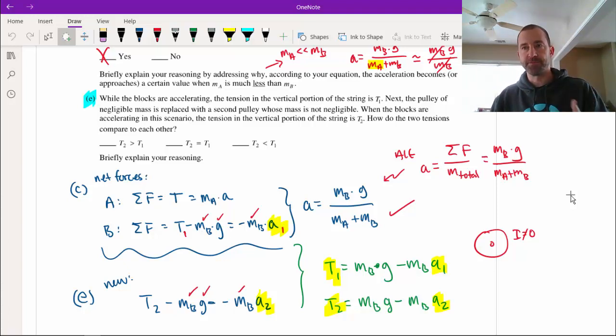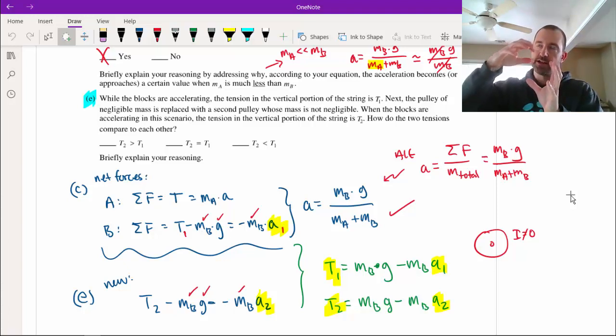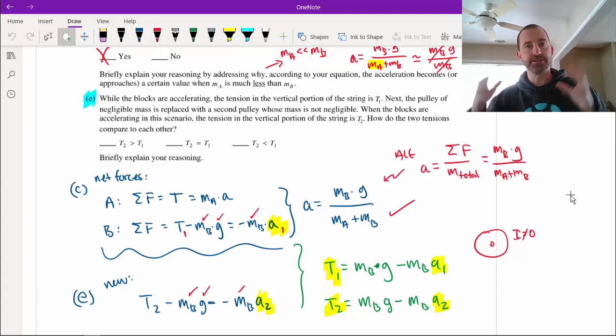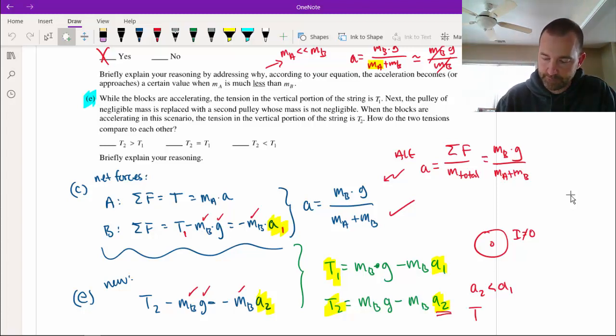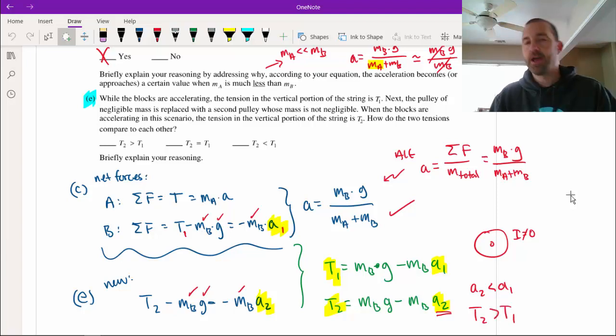So in this problem, if you have to make that pulley rotate, that's going to suck up some of the energy that's stored in the system, and that means you're not going to get as much velocity out of it in the same time, which means that is a smaller acceleration. So A2 is going to be smaller than A1. And if that value is less, you're going to be subtracting less from the weight, which means tension 2 is going to be bigger. As long as you state that the acceleration is the way it's stated there.